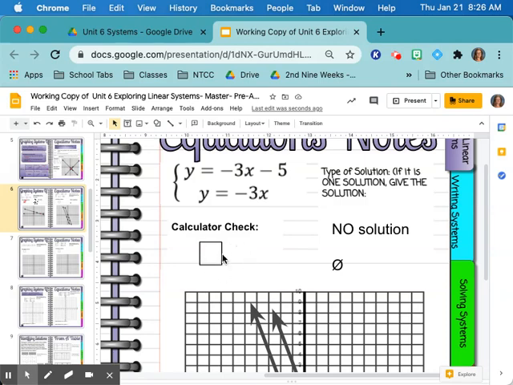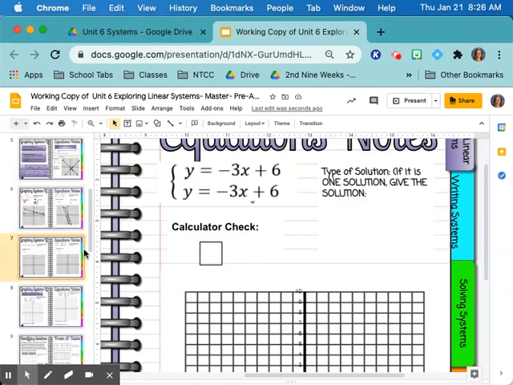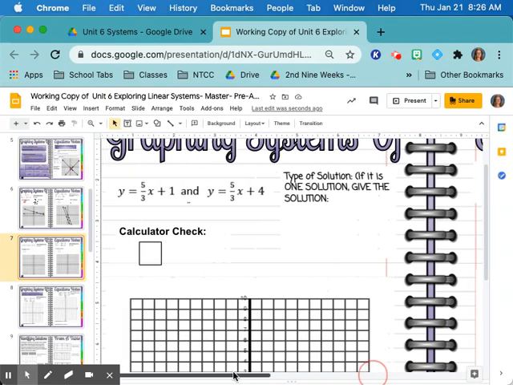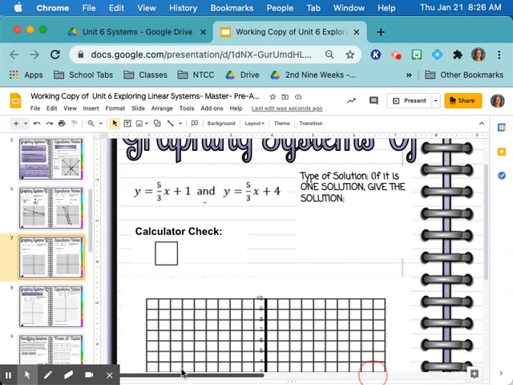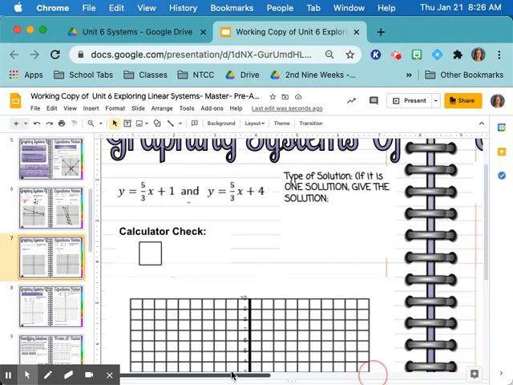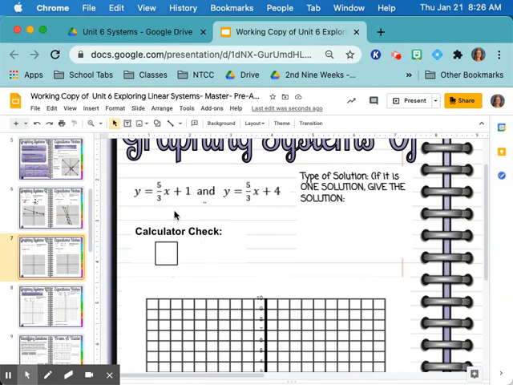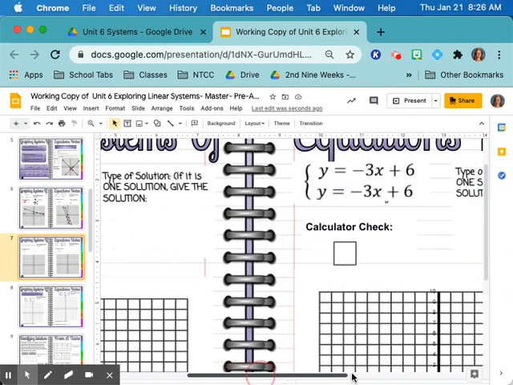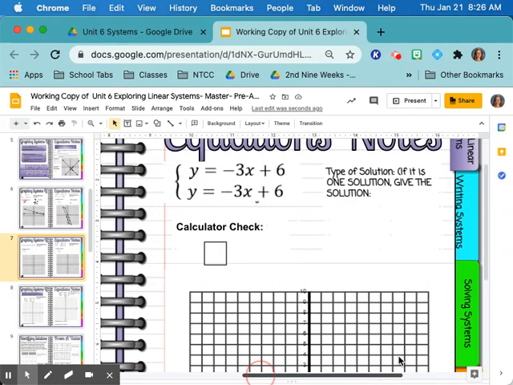So we can't do a calculator check because there is no solution to check. Let's go to slide 7, it's more of the same, looks like. What do you see about slide 7? Slope's the same here, so will we have a solution? No. This one, slope same. Will we have a solution?